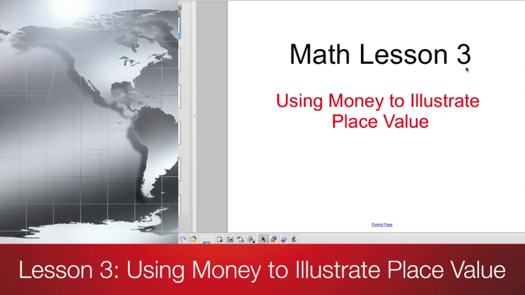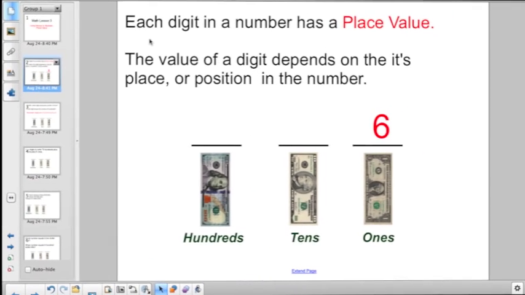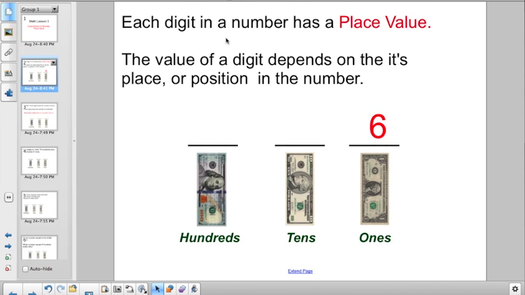Welcome to Math Lesson 3, talking about using money to illustrate place value. So let's jump right into that, okay? The main thing to remember is each digit in a number has what they call a place value. The value of a digit depends on its place or position in the number. There are lots and lots of place values, but we're talking about the first three right now: ones, tens, and hundreds. They're going to be referring to money because it's the easiest way for fifth graders to get it all straightened out in your head.